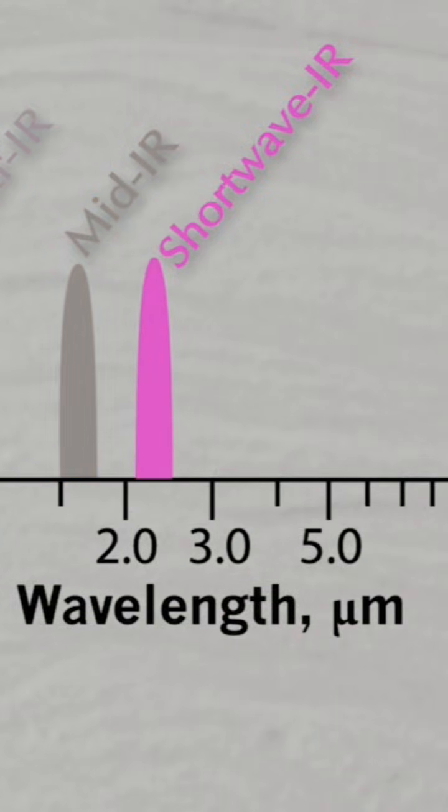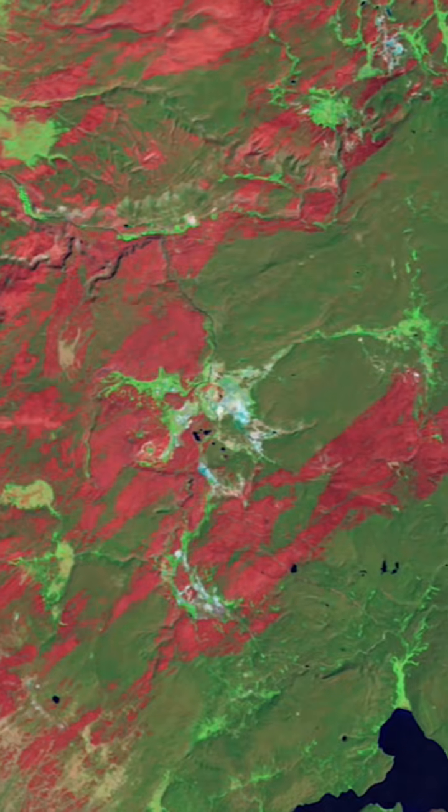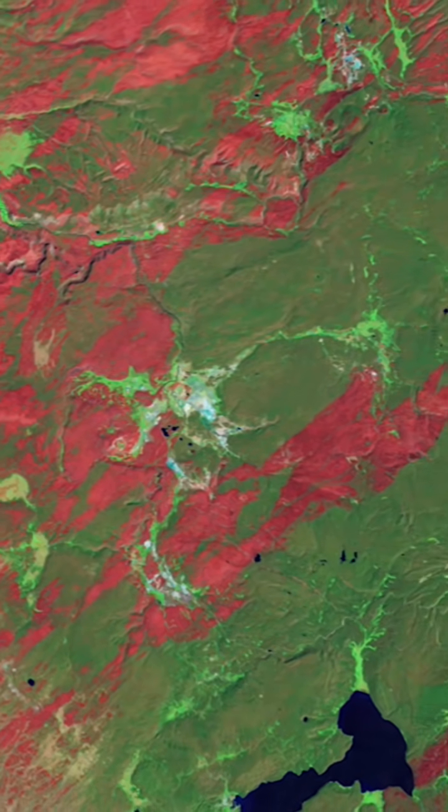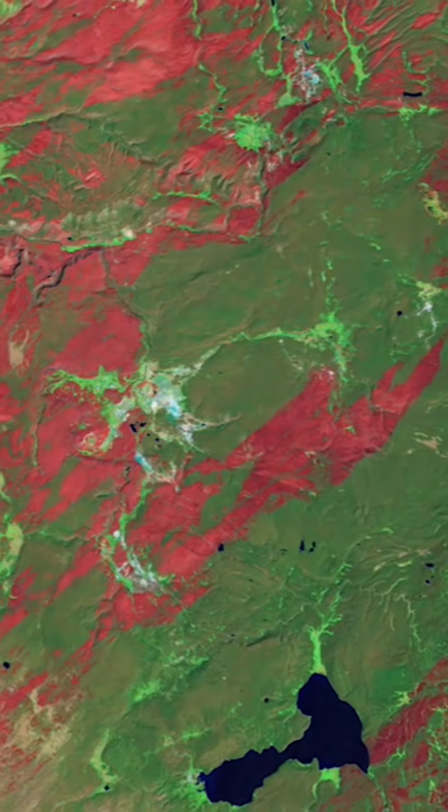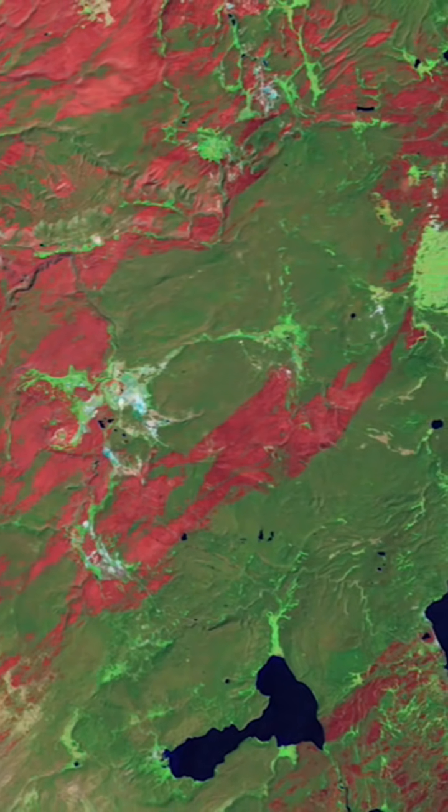So in this case, for example, we've assigned the shortwave infrared band to the red, we've assigned the near-infrared band to the green, and we've assigned the green band to the blue. And that creates what we call a false color image. It's not exactly what your eye would see, but in this case it's quite convenient because the healthy vegetation shows up as green, and so we can automatically interpret that.